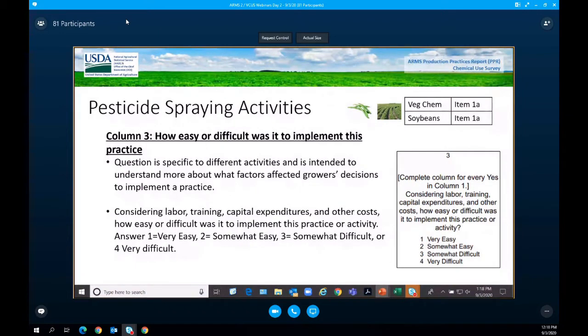As you go about coding this question, you'll note that 1 could refer to something which is very easy and not very costly. 4 will refer to something which is quite costly and very difficult to implement.